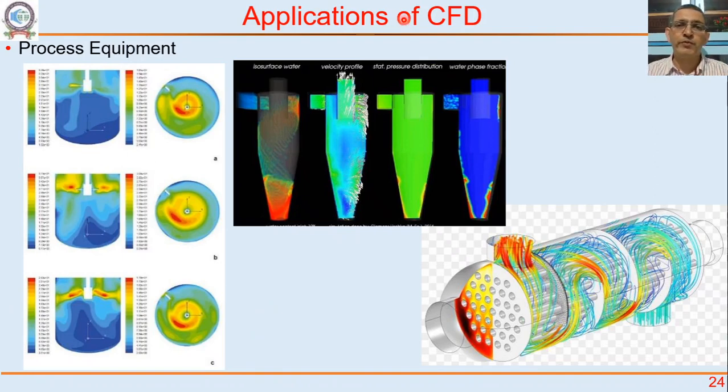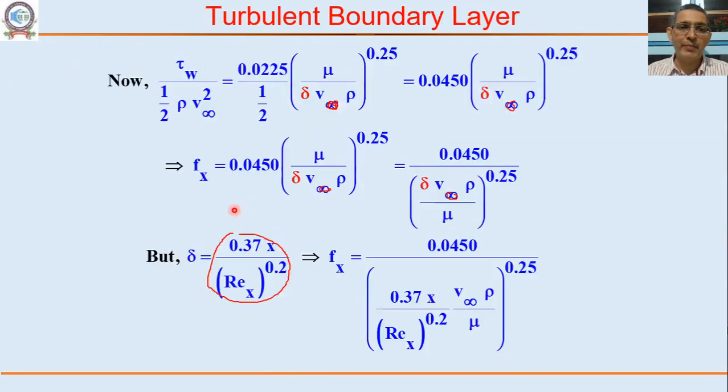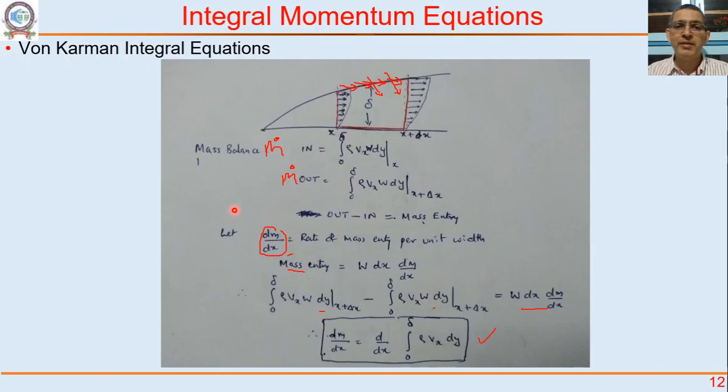You can do it for process simulations, process equipment, stirred tanks, mixing, how it happens, the velocity fields for different impellers. You can do cyclone separators. We talked about that when we were talking about flow of particles, terminal settling velocity. Heat exchangers: fluid comes in, goes out, and as it flows, it gets cooled or heated. Everything can be predicted from CFD simulations, which means everything can be calculated by solving these equations.